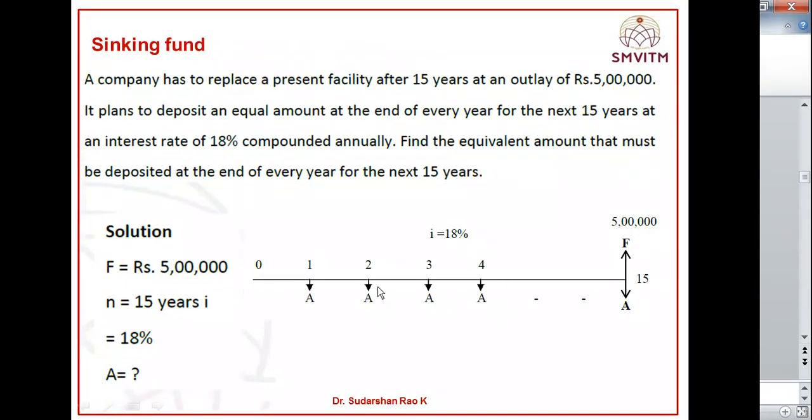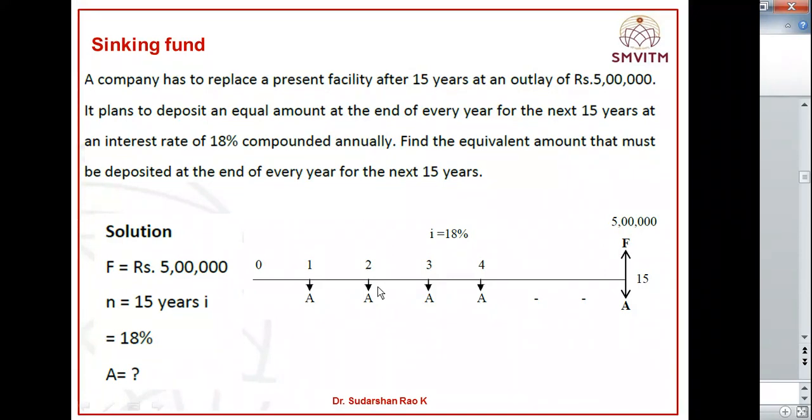Sinking fund is nothing but, when the future value is given, you can calculate the annual equal amount A. For example, a company has to replace a present facility after 15 years at an outlay of rupees 5 lakh. That is, at the end of the 15th year they need 5 lakh rupees.